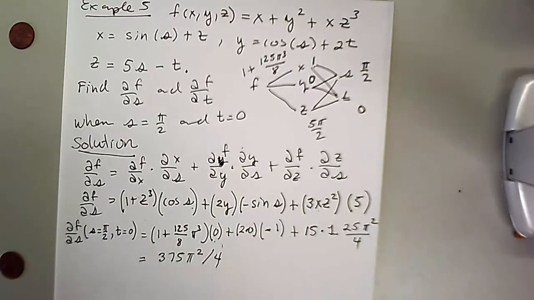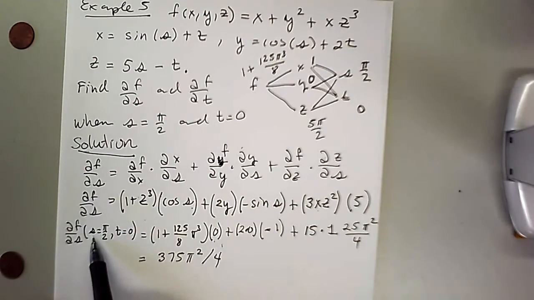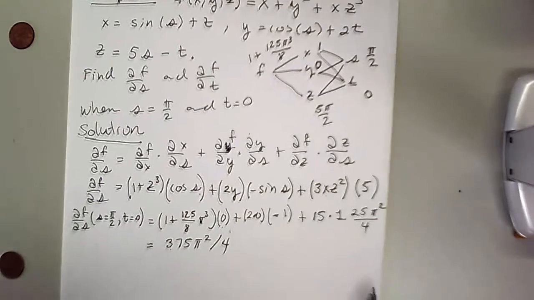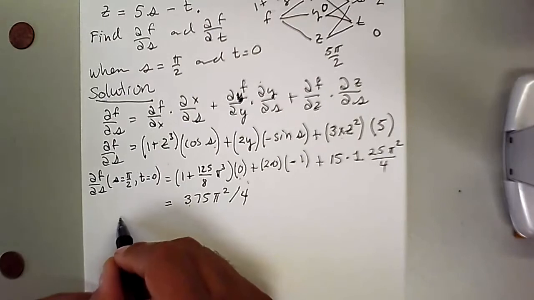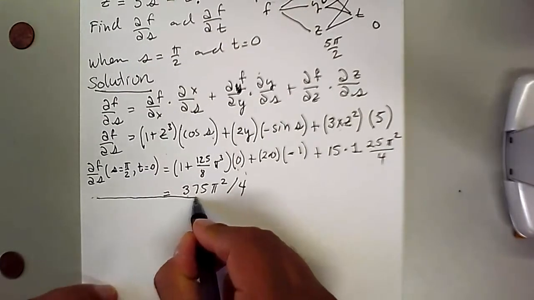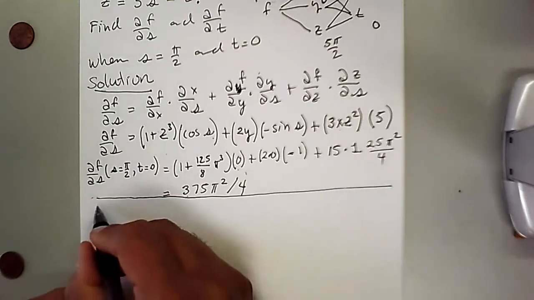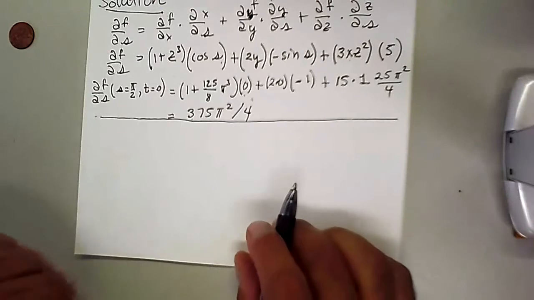Okay. So the partial of f with respect to s, specifically when s equals pi over 2 and when t is equal to 0, will be 375 pi squared over 4. All right. I'm going to try to squeeze the other answer here. Okay, so that is one solution. And I have this much page to go.